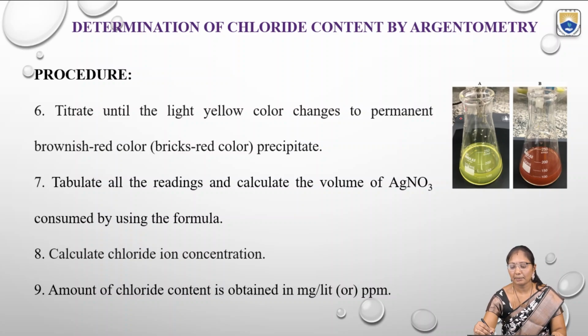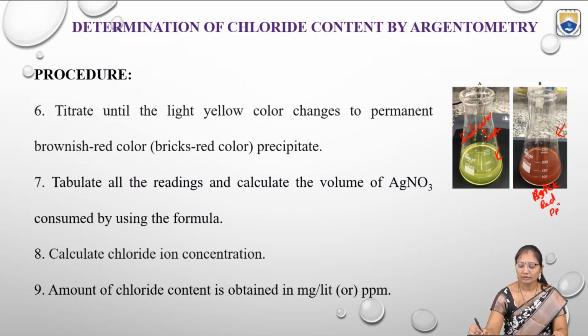The indicator plus sample gives this solution, and when it is titrated with AgNO3, it turns into a brick red precipitate because of the formation of silver chromate.